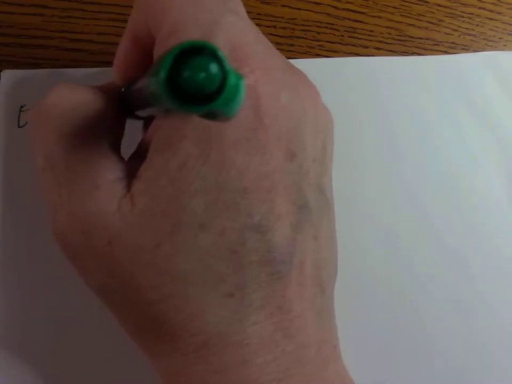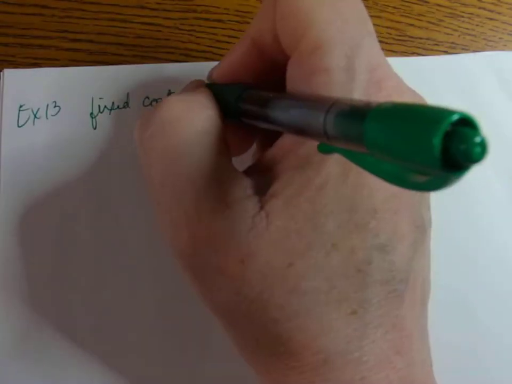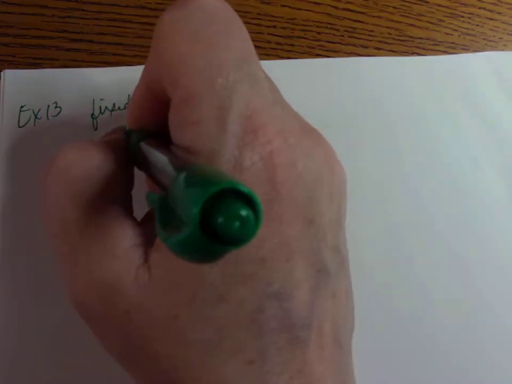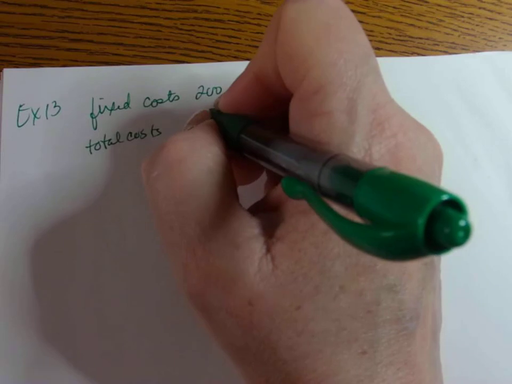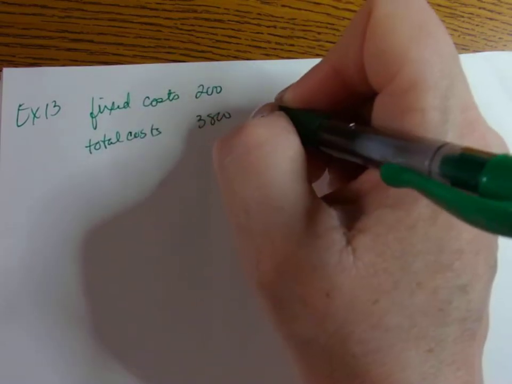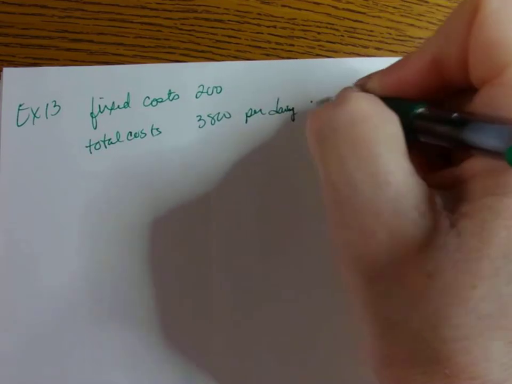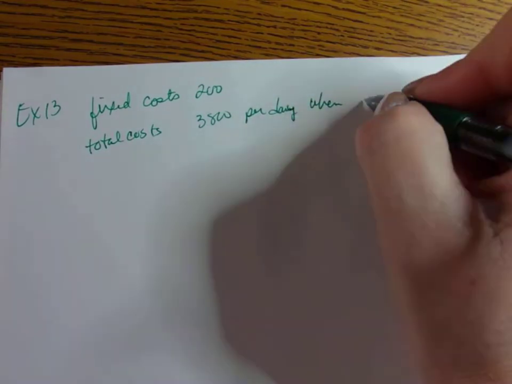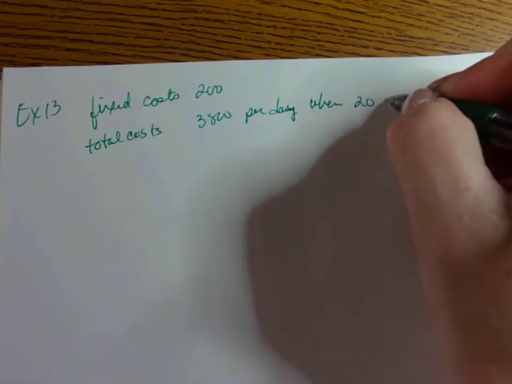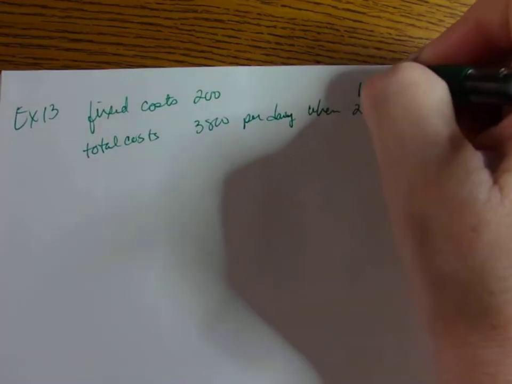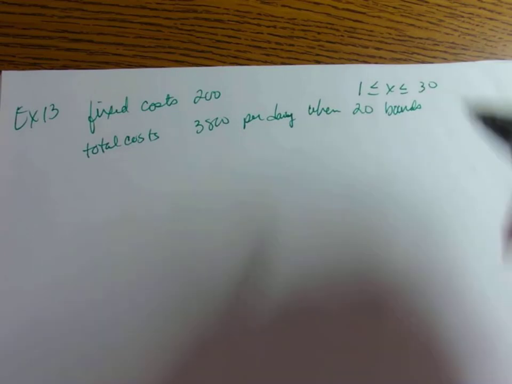All right, so let's write down the important parts. Our fixed costs are 200. Our total costs are 3,800 per day when 20 boards are made, and we're going from 1 to 30.